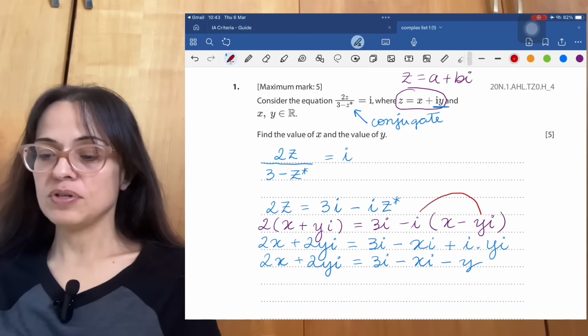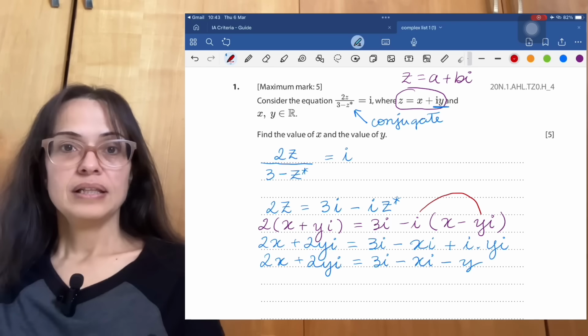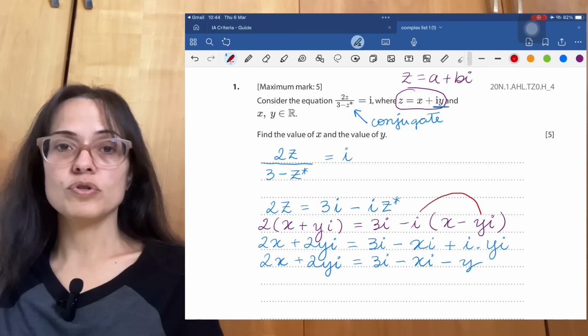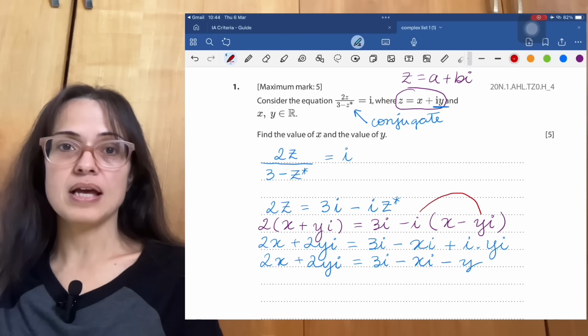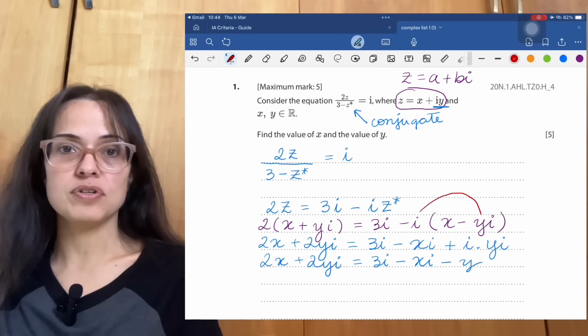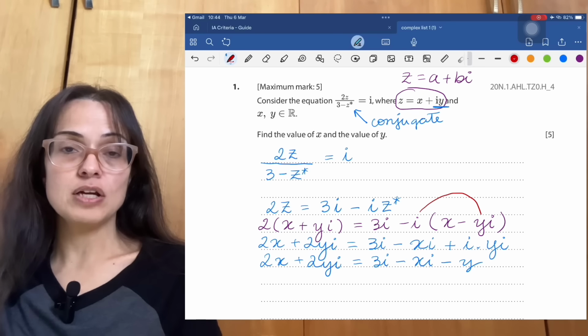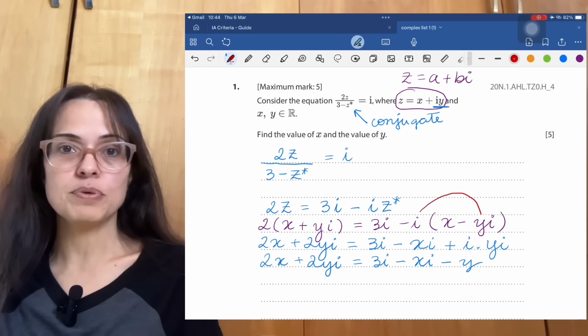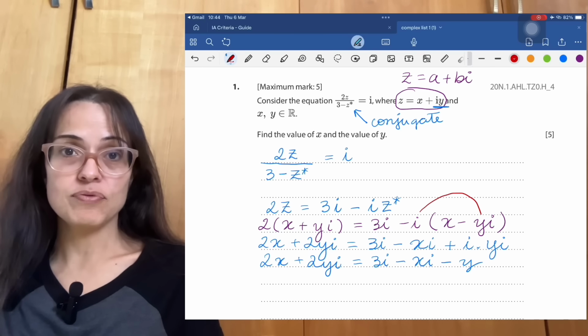Okay, so now that everything is distributed and organized, now I'm going to show you a technique that's going to come up a lot of times, every time basically that you want to solve an equation to find the value of a complex number instead of a real number. This is going to come up every single time.